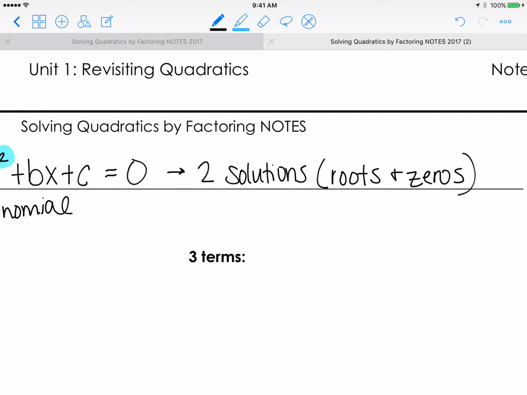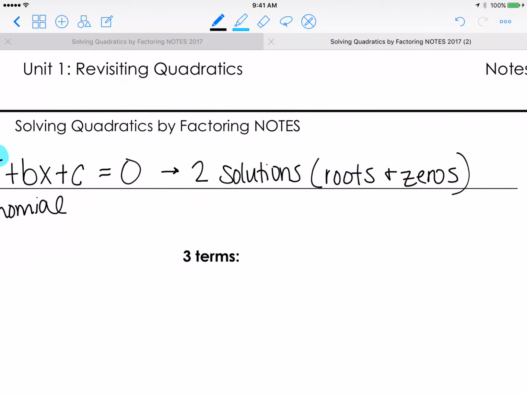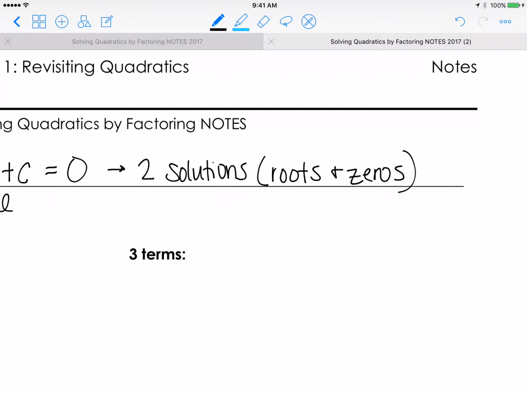So in Algebra 1, you guys were taught how to graph quadratics. And most of the times, when you were graphing these, you would have them cross at your x-axis. And those would be where your solutions would be, or your zeros, or roots. You can use all three. It does not matter. They mean the same thing.